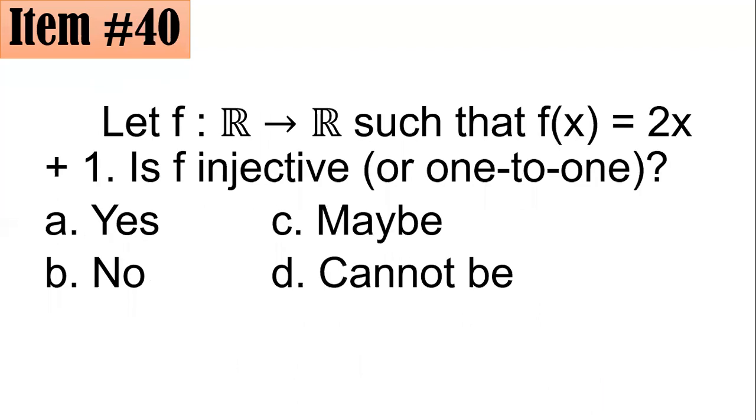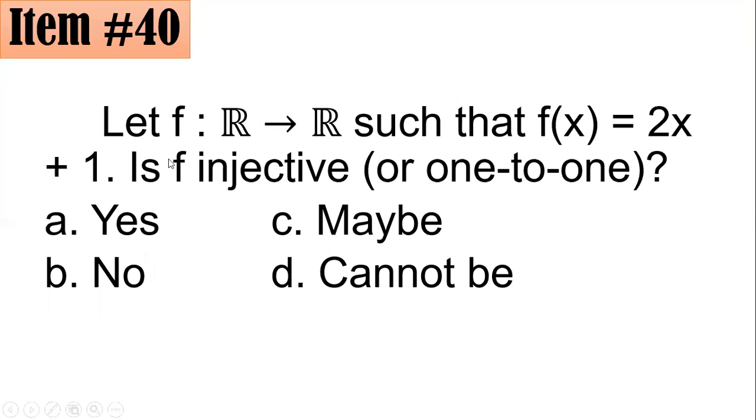Number 40. Let f be the mapping from the set of real numbers to the set of real numbers, such that f of x equals 2x plus 1. Is f injective or one-to-one? Yes or no? Maybe or cannot be? For this question, it's either A or B. We will not answer C or D here. So yes or no, is it one-to-one?